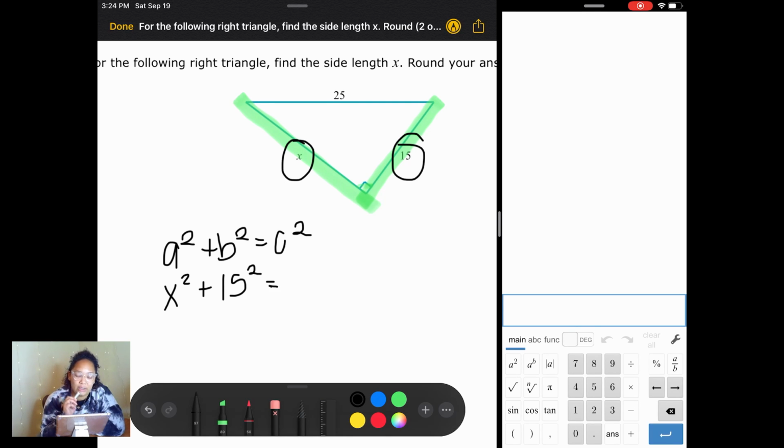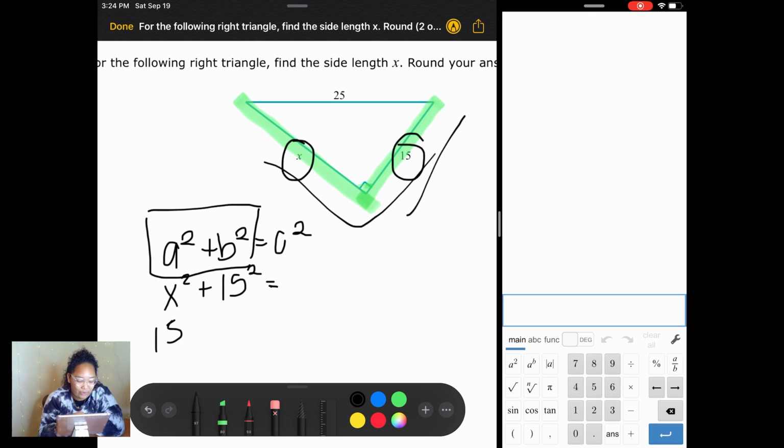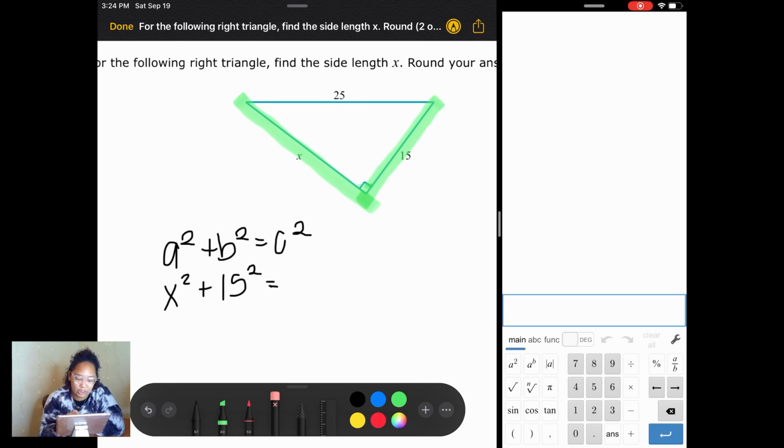Now, some people always ask me, does it matter what's A and what's B? Because you have to be very specific. Once you figure out which side you use for that, it does not matter what is A and what is B. If I put 15 squared plus x squared, it wouldn't make a difference. You were still going to come up with the right answer. But the one thing that you have to have correct, or you're just wasting your time when you're doing this question, is the c squared.